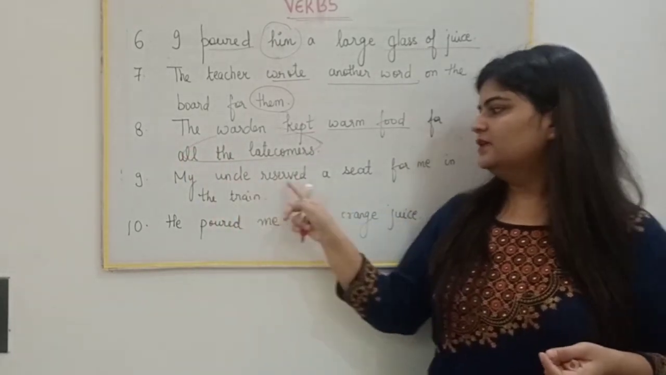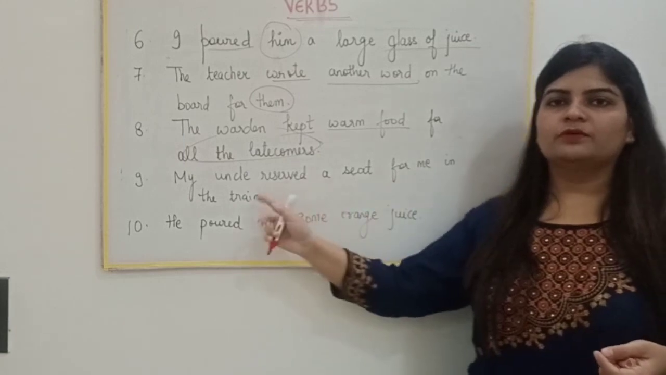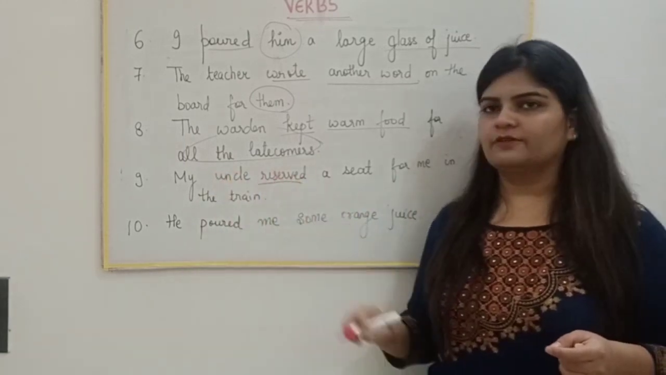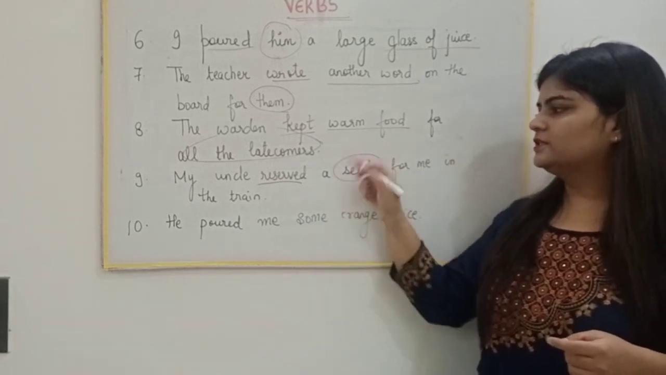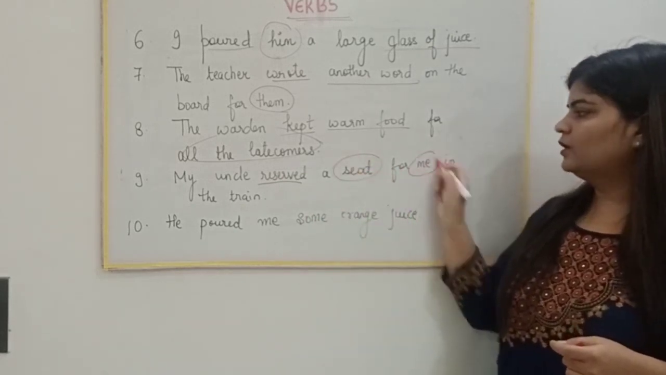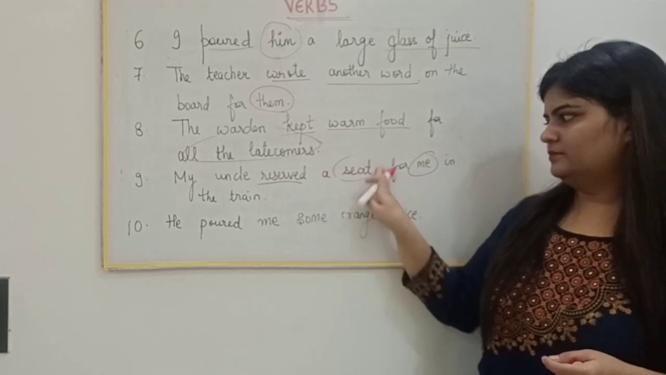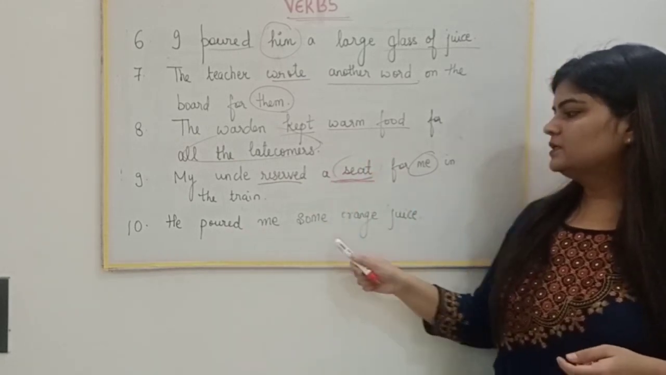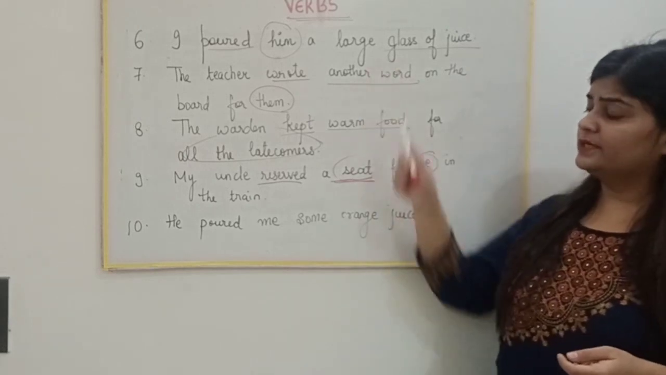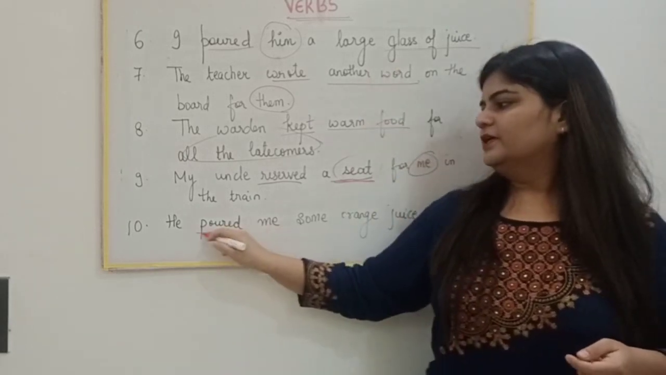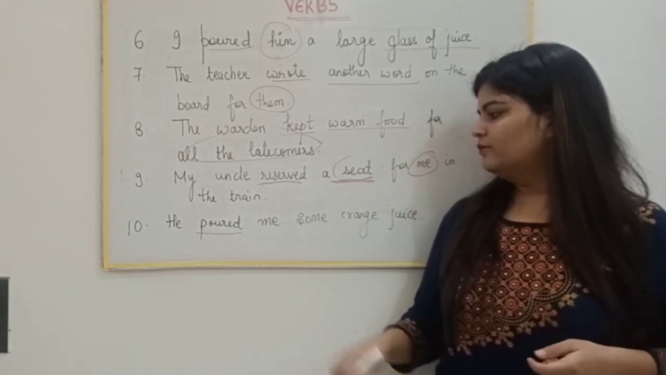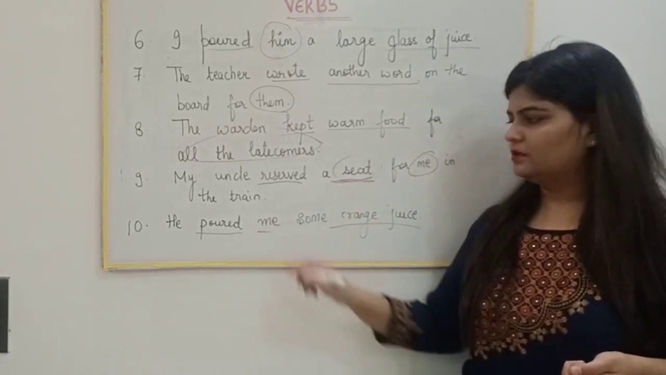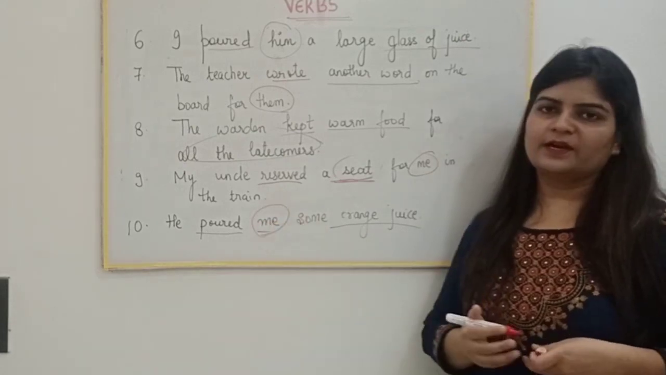Next. My uncle reserved a seat for me in the train. So, my uncle reserved. Verb is reserved. What? A seat. For whom? For me. Next. He poured me some orange juice. It is the same sentence. Okay. So, the verb is poured. What? Orange juice. To whom? Me. So, this me is the indirect object.